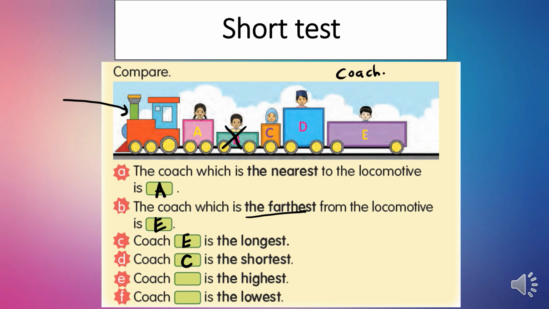Now let us compare coach A and coach C. Which one is much higher? Very good. Coach A is still higher than coach C. Now let us compare coach A and D. Excellent. Coach D is now higher than coach A. Now, if you take a look at coach D and coach E, you realize that coach D is the answer. Coach D is the highest of them all.